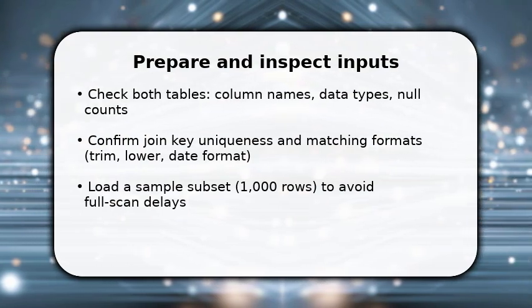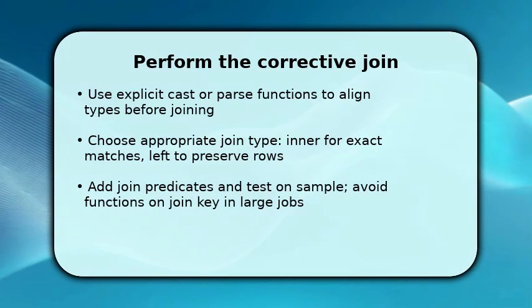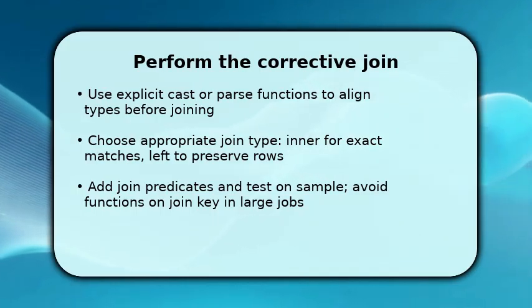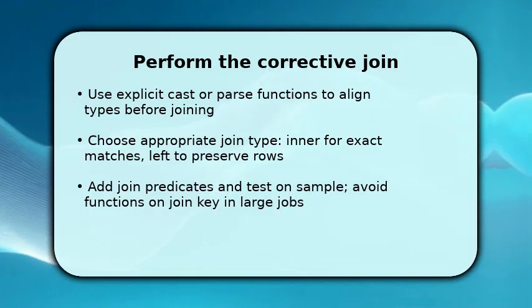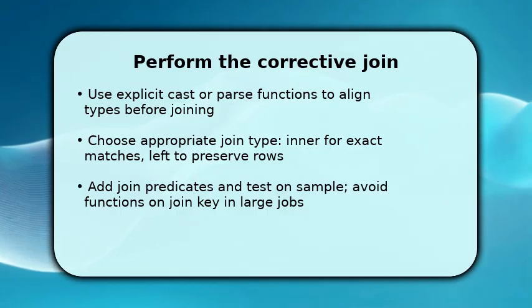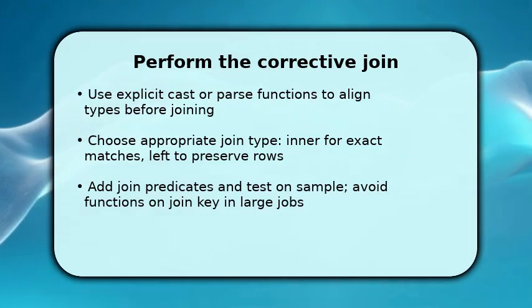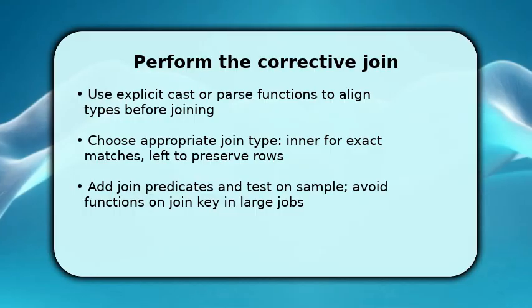Now perform the join with explicit fixes applied so results are predictable. Cast or parse keys first, then pick the join type that matches intent, inner to drop non-matches or left to retain all left rows. Apply clean predicates and avoid wrapping the join key in functions at runtime because that disables indexes and slows queries. Once you run on a sample and confirm counts, scale to full data with a keyed or indexed plan. These steps reduce mismatches.